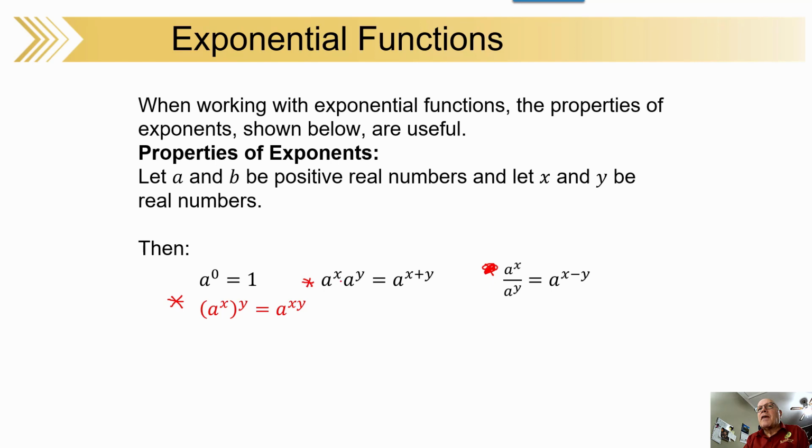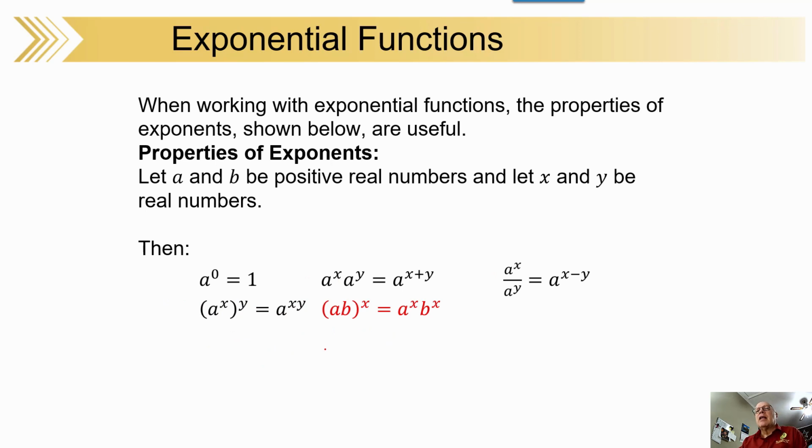Here you've got 2 different factors, and you have x of the a's here, y of the a's here, so you add them together. This is different. This means you have a to the x, and you're going to have y of those a to the x's. Well, that's a whole bunch of a to the x's. You don't want to have to add up all those x's. A shortcut is just take x times y, the inner exponent times the outer exponent, and that becomes your new exponent for your base a.